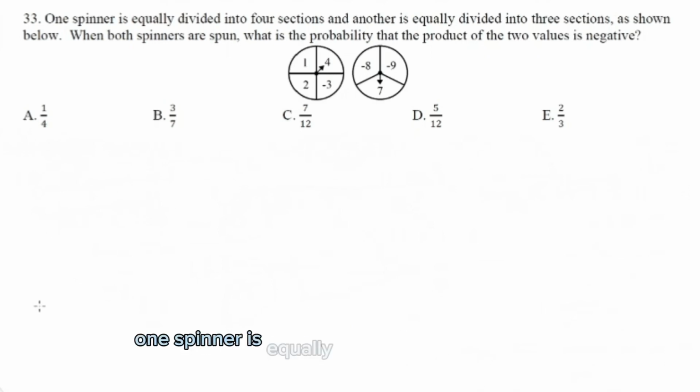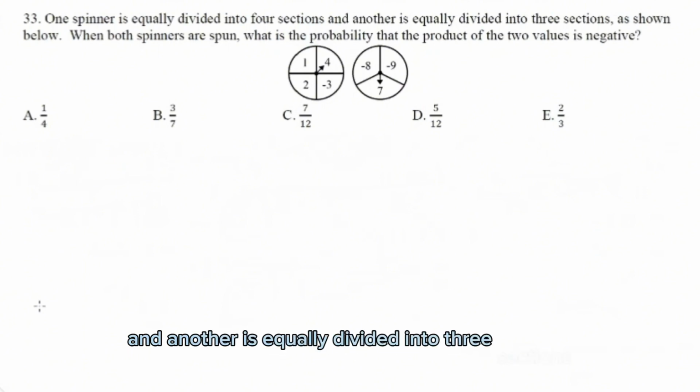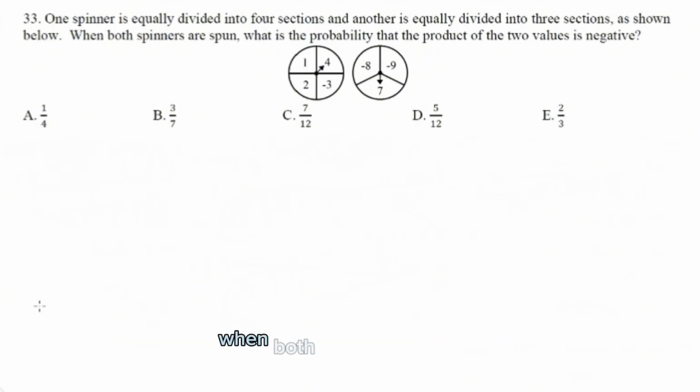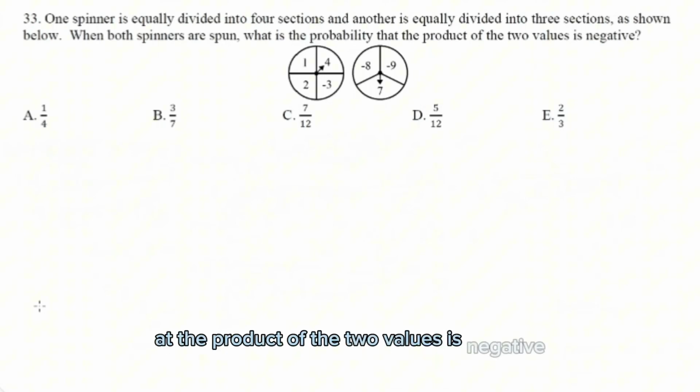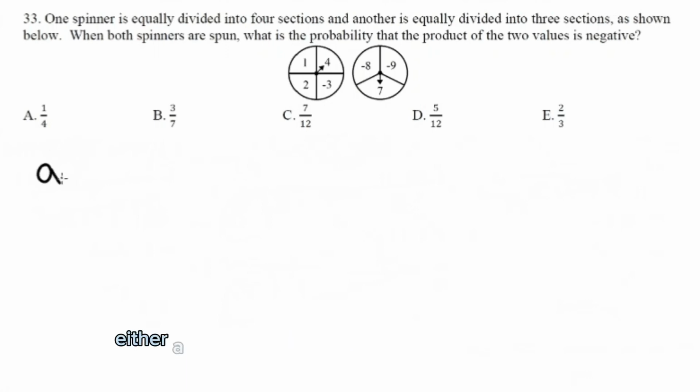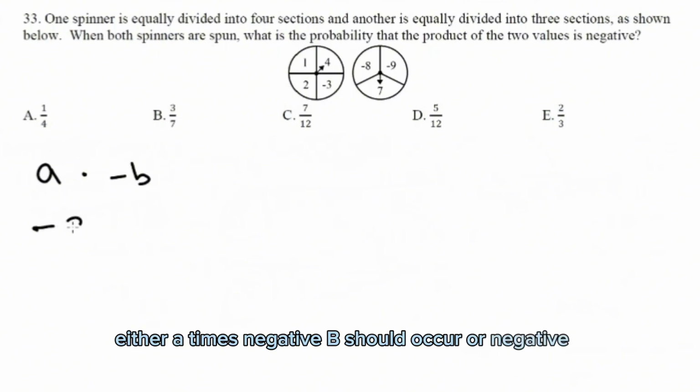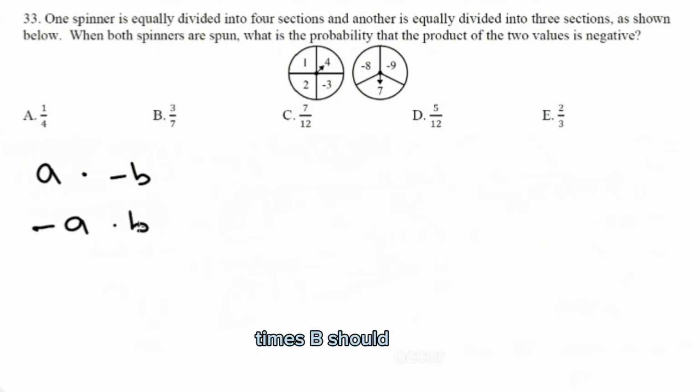Next, number 33. One spinner is equally divided into 4 sections, and another is equally divided into 3 sections, as shown below. When both spinners are spun, what is the probability that the product of the two values is negative? So for the product of the two values to be negative, either A times negative B should occur, or negative A times B should occur. Let's say what we get from the first wheel is A, and the second wheel is B.